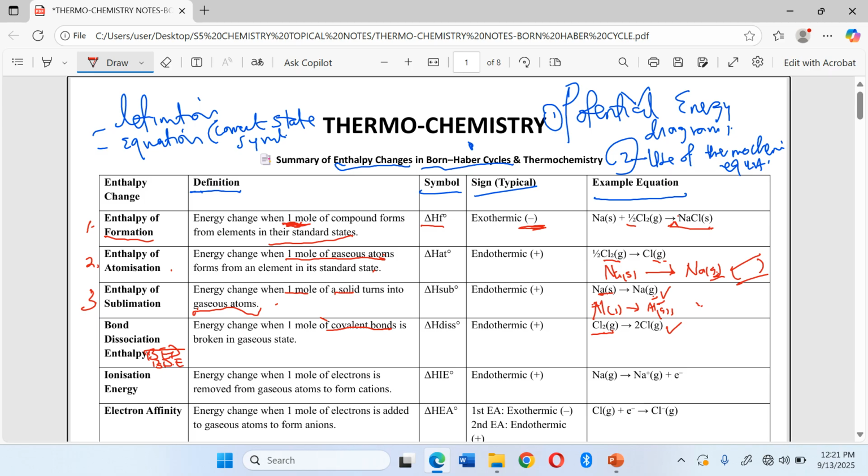Then ionization energy. The energy change when 1 mole of electrons is removed. We are ionizing. We are removing an electron from gaseous, and this is very important, from gaseous atoms to form cations. We have an example, sodium, which is in gaseous state. When we remove 1 electron, it will form sodium ion, which is also in gaseous state. Whenever this happens, that is what we call the ionization energy.